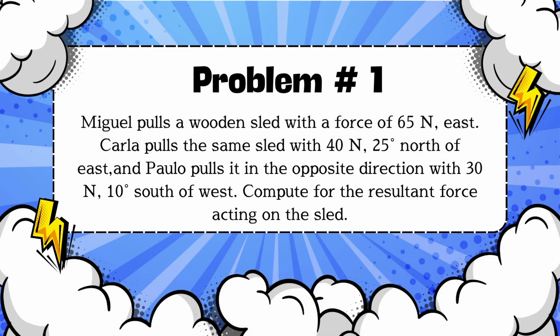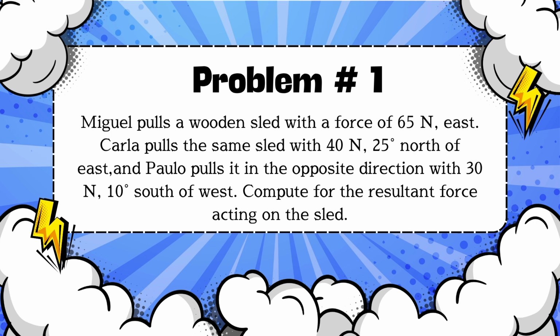For our first mathematical example, here is our first question. Miguel pulls a wooden sled with a force of 65 newtons east. Carla pulls the same sled with 40 newtons 25 degrees north of east. And Paulo pulls it in the opposite direction with 30 newtons 10 degrees south of west. Compute for the resultant force acting on the sled.